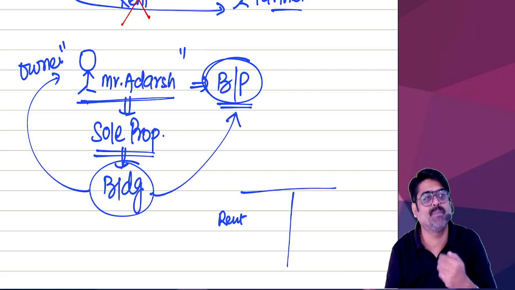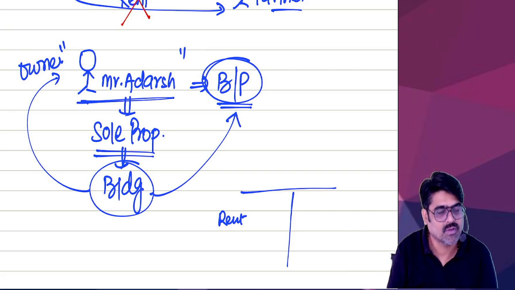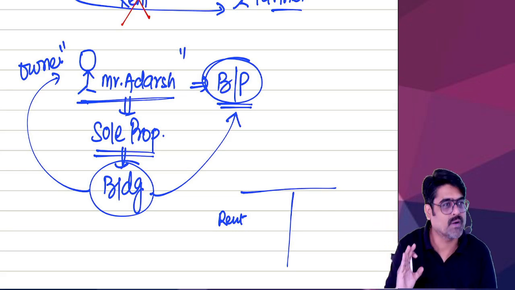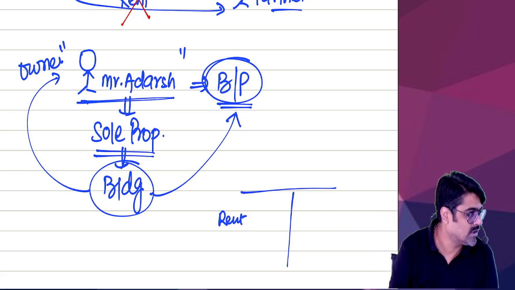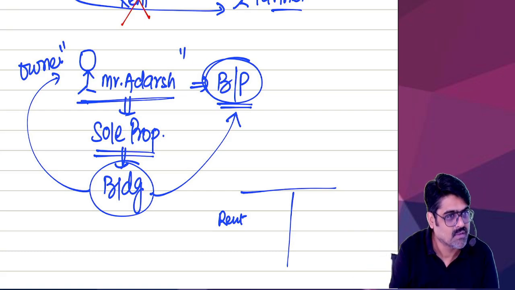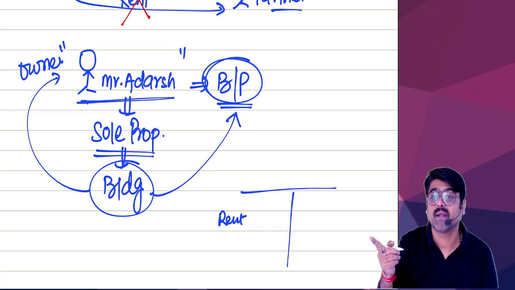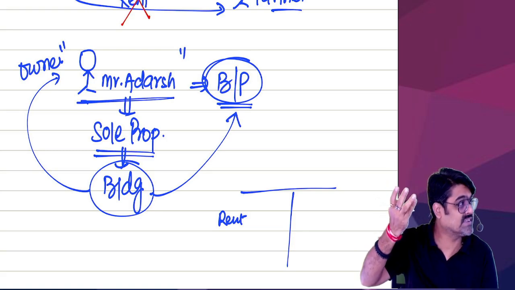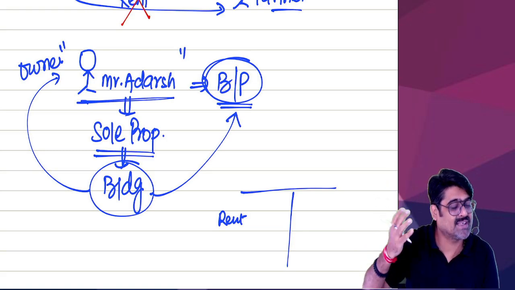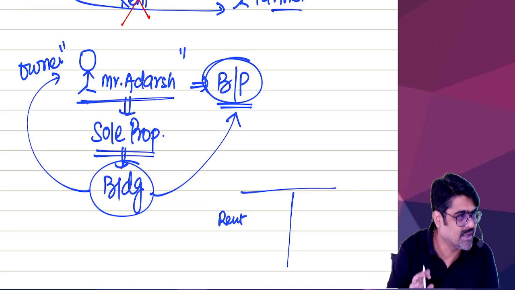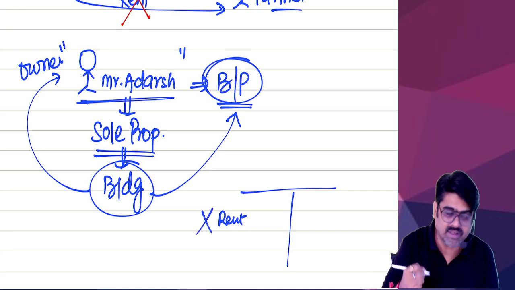But is he actually paying this rent to himself? So if the rent is not spent, and is just recorded in the books, in the P&L, as a notional expense, should this rent be allowed as a deduction? No. Even if it is recorded, it is a notional expense. It is an imaginary expense which is just debited in the P&L account, and this is not a real expenditure, so no deduction for this rent will be allowed.